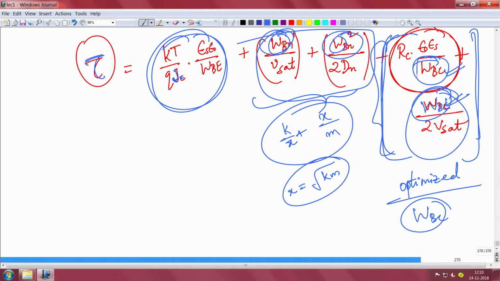there is a trade off in terms of the base collector capacitance, and also this WBN is the neutral base width. So, you have to subtract out the depletion towards the base from the metallurgical base width, right. So, this is all about delay, and you can see that state of the art BJT actually has many drawbacks.